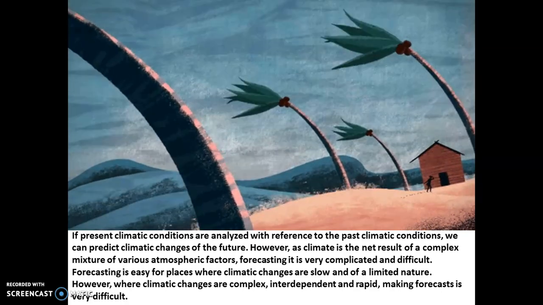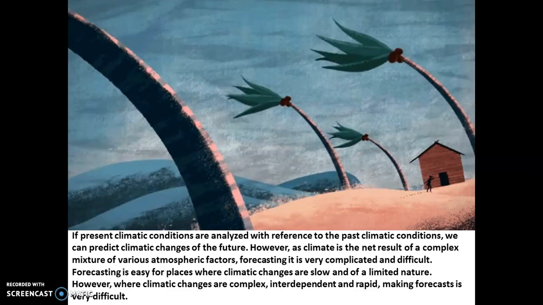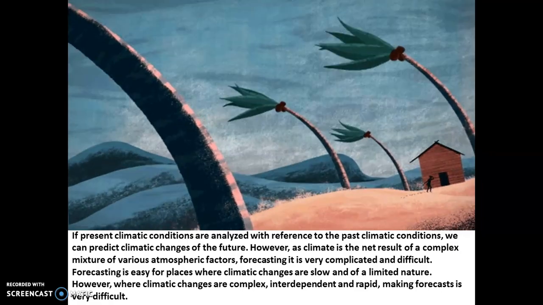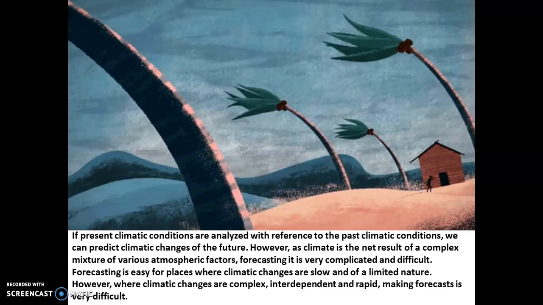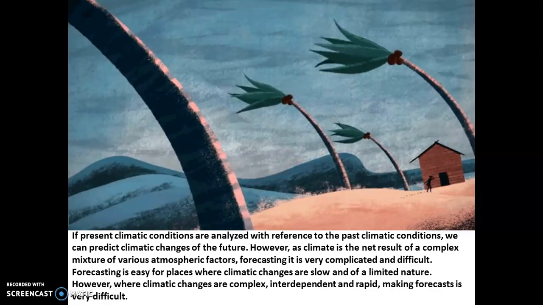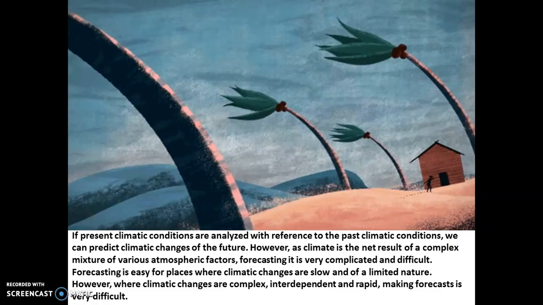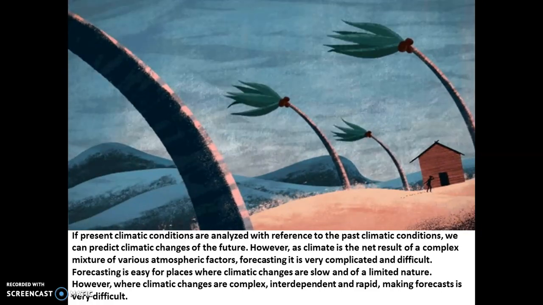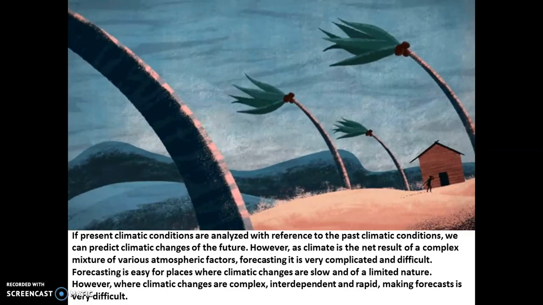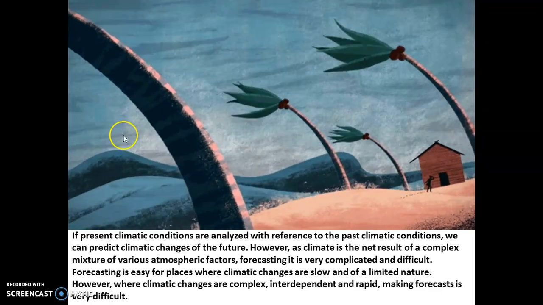But when the climatic changes are complex, interdependent and rapid, making a forecast becomes very difficult. Complex means very difficult, interdependent means one factor depends on another factor, and rapid means fast. I hope you are all clear about weather and climate, which factors affect them, how the two are related to each other, and why forecasting of weather and climate is very essential for human beings.